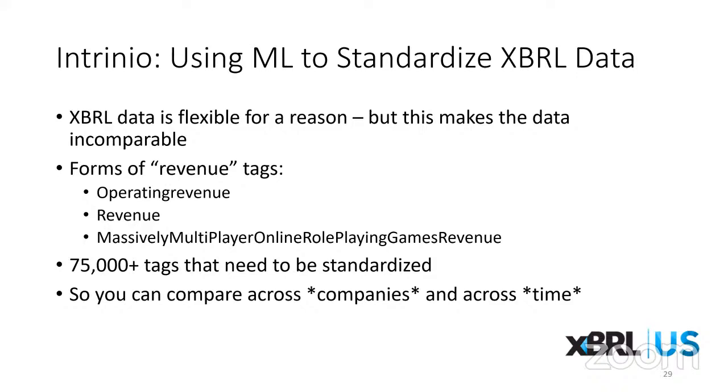So what we do is we take machine learning models and take both the XBRL tags themselves and also their relationships to the other tags in the filing, and then use machine learning and other algorithmic techniques to classify them. So you can compare companies against themselves and to other companies over time, so you can make investment decisions.